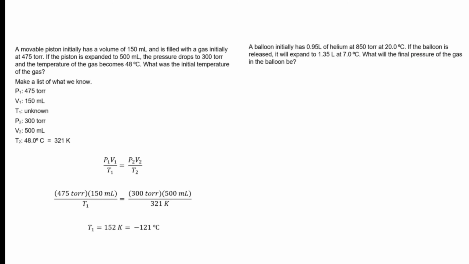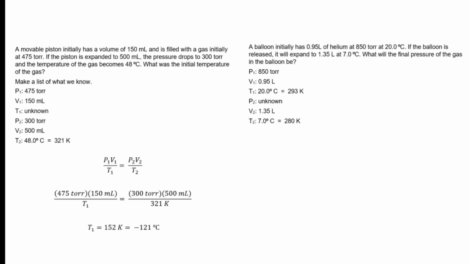Let's list out everything we know. So we know our initial pressure, that's 850 torr. We also know our initial volume, that is 0.95 liters, and our initial temperature is 20 degrees C. Let's go ahead and convert that to Kelvin. Here we go, 293. We do not know the final pressure, that's unknown. We do know our final volume, that is 1.35 liters, and we also know our final temperature is 7 Celsius. Converting that to Kelvin is 280 Kelvin.